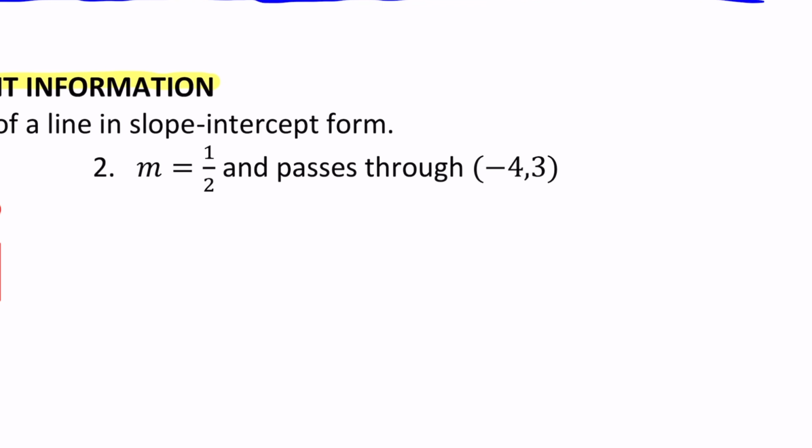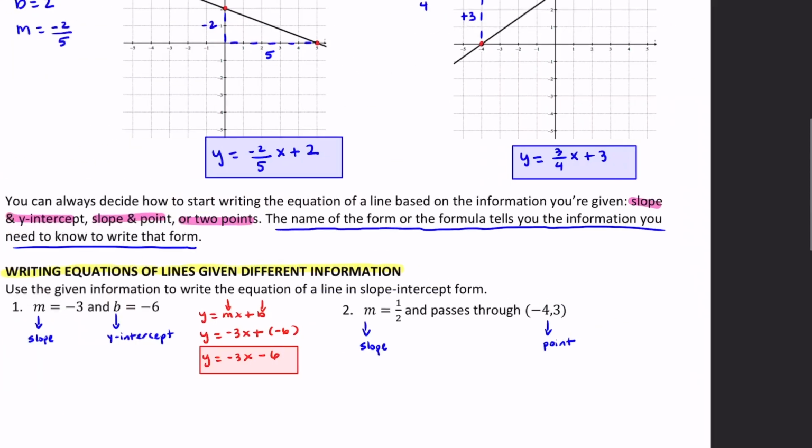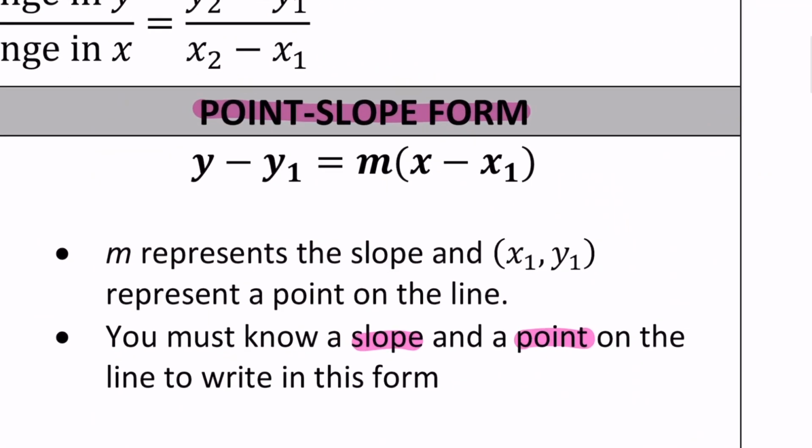For number 2, I have a slope of 1/2, and it passes through the point (-4, 3). So that means I have a slope and a point, so I'm going to be using point-slope form. When I'm replacing the variables in point-slope form, I'm only replacing the y1, the m, and the x1. Do not touch y and x.